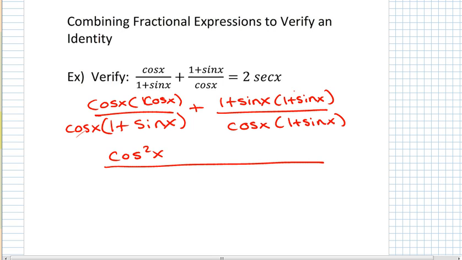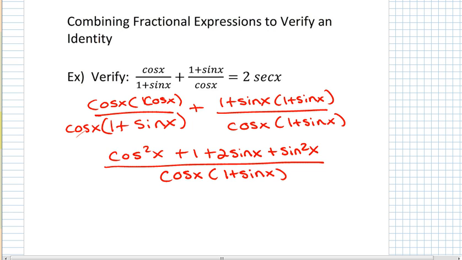So FOIL, 1 times 1 is 1. Then you have sine x and sine x, so plus 2 sine x. And then plus sine squared over cosine x times 1 plus sine x.